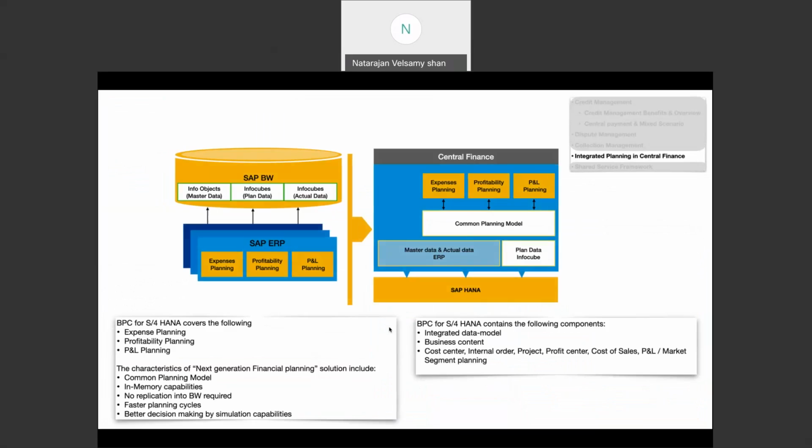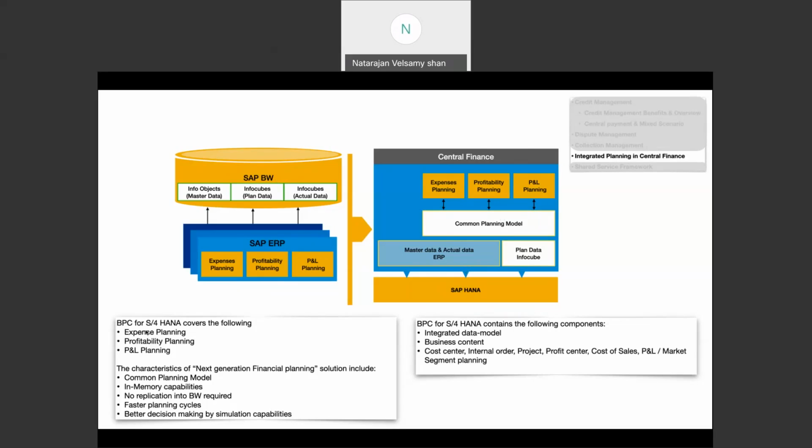This is integrated planning in central finance. This is the earlier old method of planning, where from the ERP, the data are accumulated in separate systems, say BW, and within ERP also there are independent modules for each type of planning, like expense planning, profit planning, P&L planning. The new thing in central finance is a common planning module for all types of planning, and there is no need for a separate database to accumulate the data. HANA itself works as a single platform.